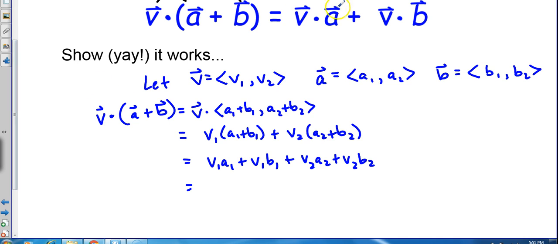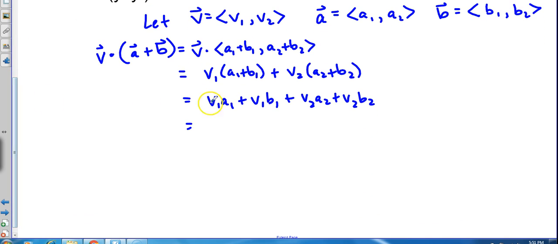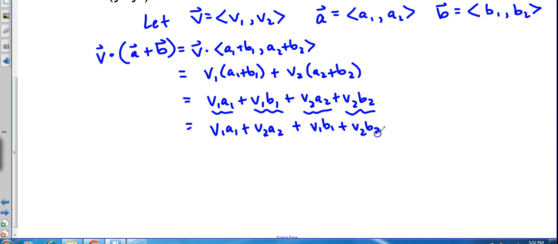So if we want to come up with the expression V dot A, then we want our V1 A1, that's here, and V2 A2 to be grouped together. So just moving some stuff around. There's our two for V dot A. And then the second part is V1 B1, that comes from here, and V2 B2, and we add those two together.